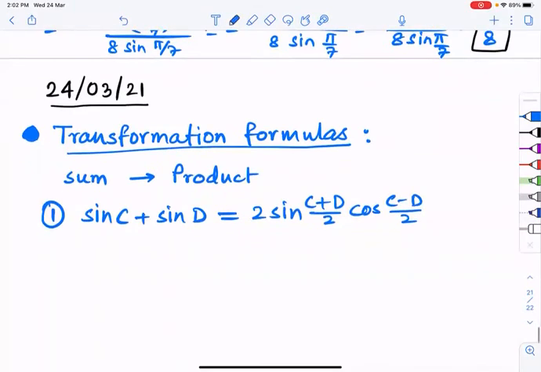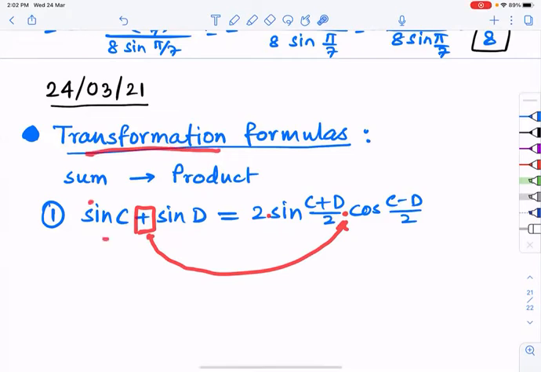Okay, so what do you see here? There is a plus sign, which means sum. It is converted to product. Here there is a product between terms. So when we need to convert sum to product, we can use a transformation formula of this type.